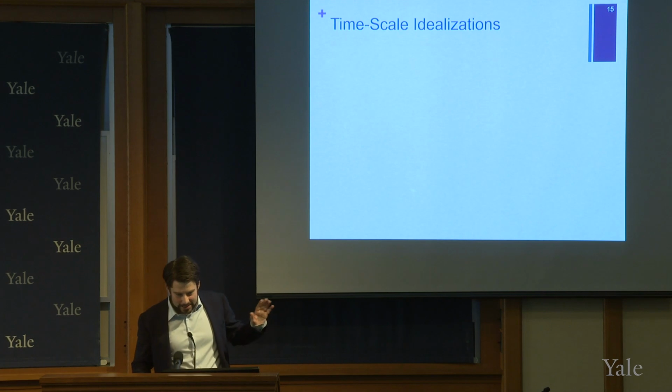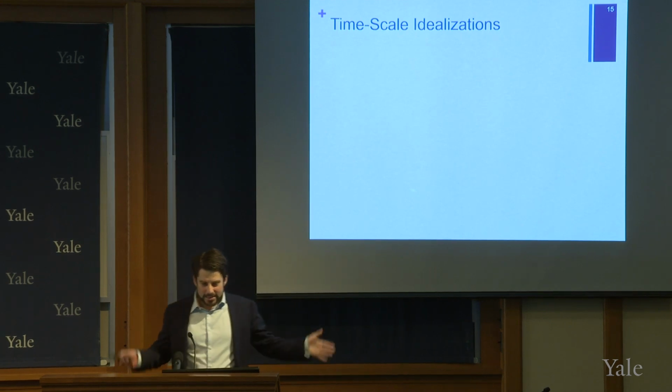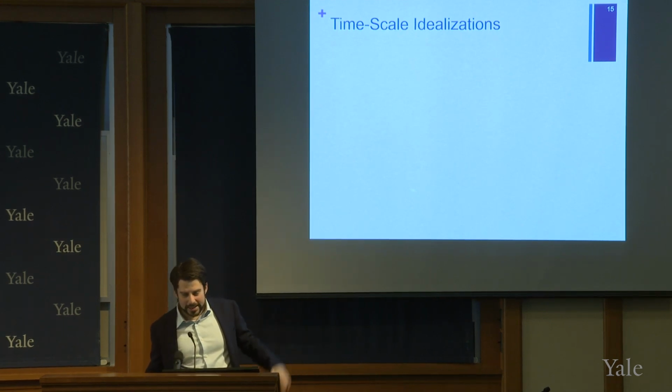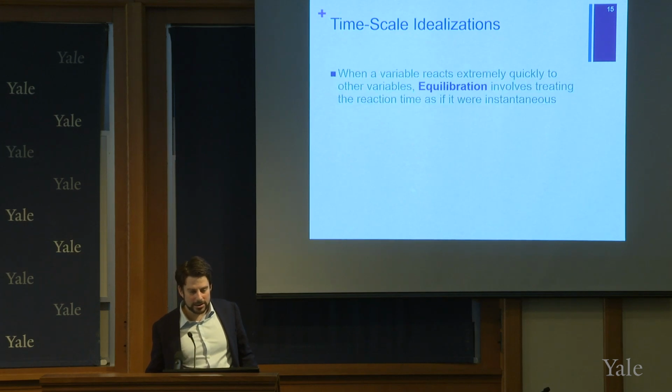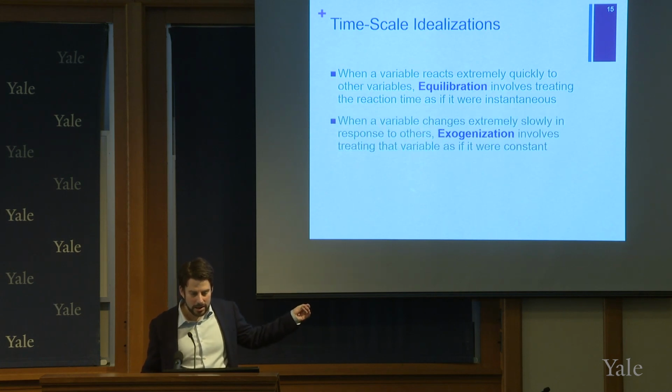Okay, so that was the main technical part. Now we can sum up how this relates to timescale. First of all, we saw equilibration, which once again takes a feedback loop that in one model reflects a variable that has not reached equilibrium, and it involves treating the reaction time as if it were instantaneous. Now there's another operation, which I'm going to describe, called exogenization, which involves treating a variable that's changing extremely slowly as if it were constant.